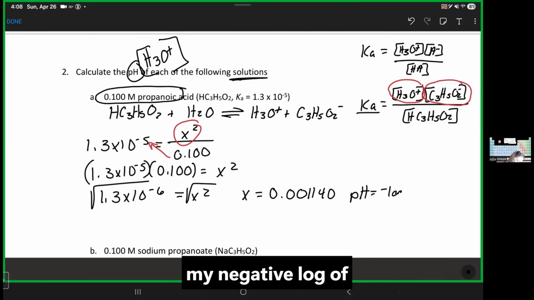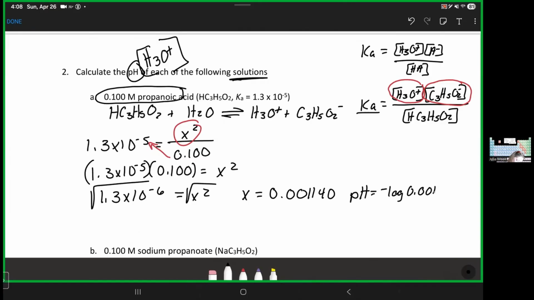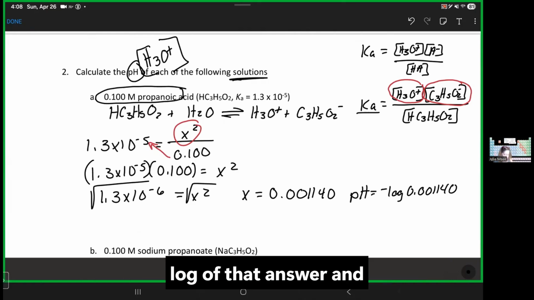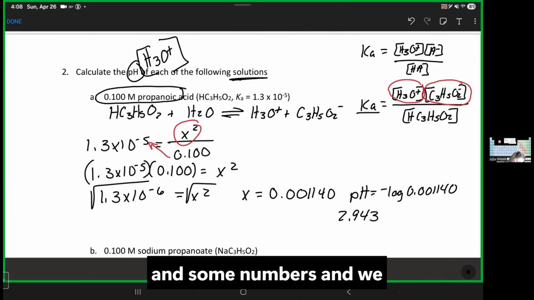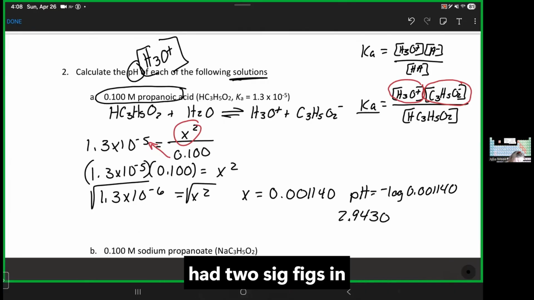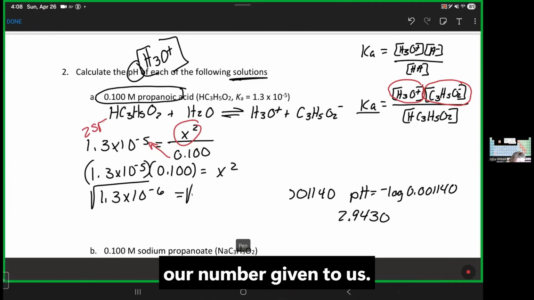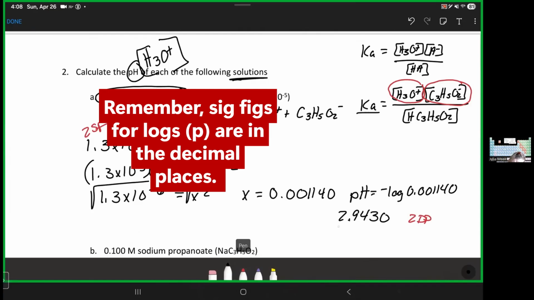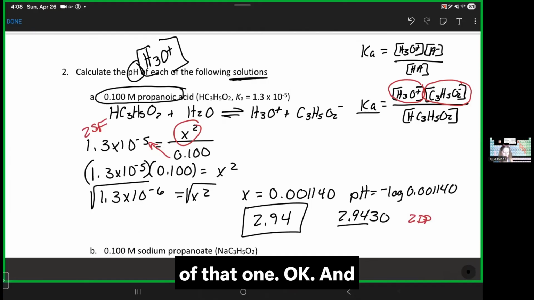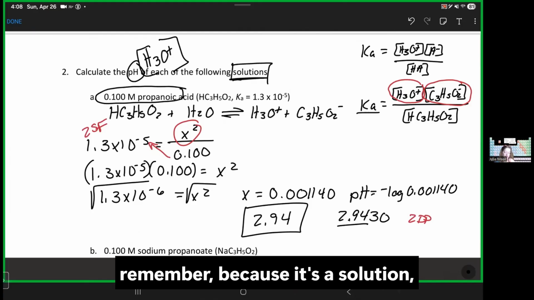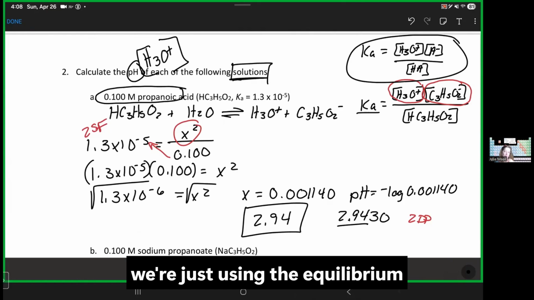Now we're going to take the pH of that, so my negative log of it. I'll do sig figs at the end. So negative log of that answer, and I get 2.9430 and some numbers. We had 2 sig figs in our number given to us, so we want 2 decimal places in that answer. So 2.94 is the pH of that one. Remember, because it's a solution, we're just using the equilibrium expression.